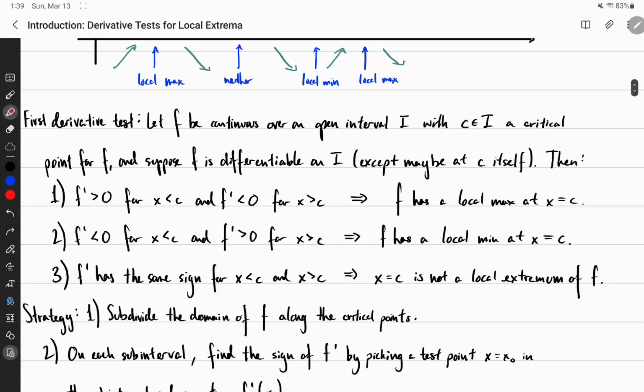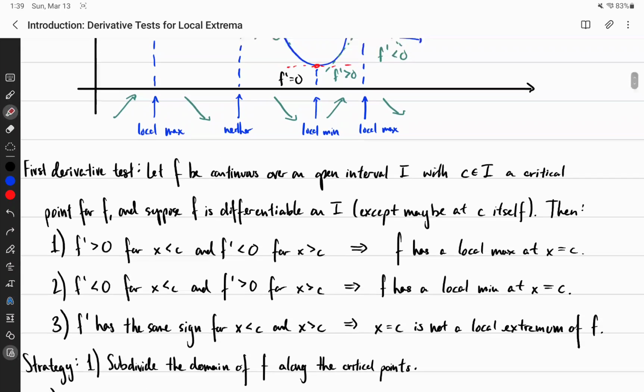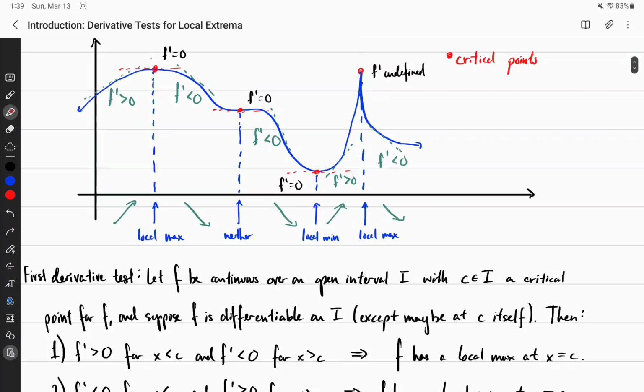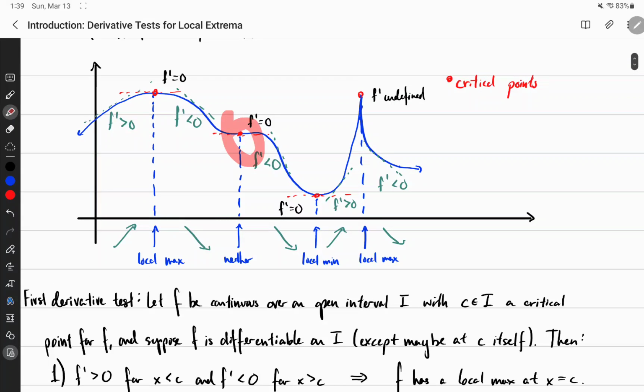And the third case is this. If the first derivative has the same sign to the left and right of the critical point, then that means the critical point is actually not very interesting. It's neither a local maximum nor a local minimum. And that's this example here in the diagram. We saw that the first derivative was negative on both sides, which meant the function kind of just flattens out for a bit, but still just passes through the point, and you don't get a maximum or a minimum.